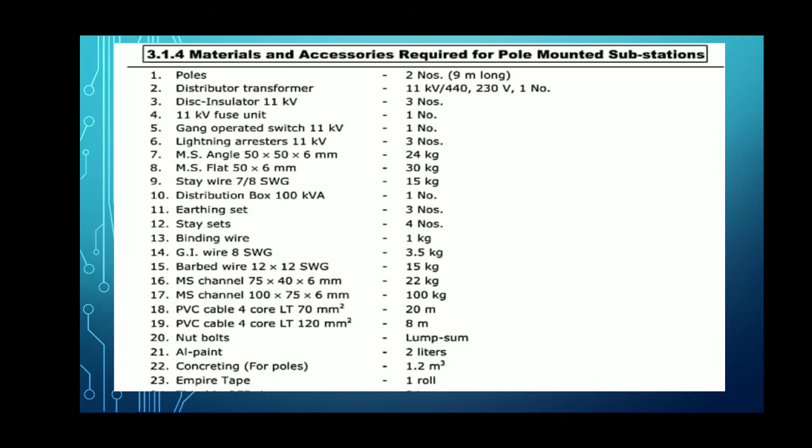So these are the different types of electrical material and accessories required for the pole mounted electrical substation. Nut bolt may be required, PVC cable, 4 core LT cable, then distribution box. So these are the different types of accessories and materials required for an electrical substation such as the pole mounted electrical substation.